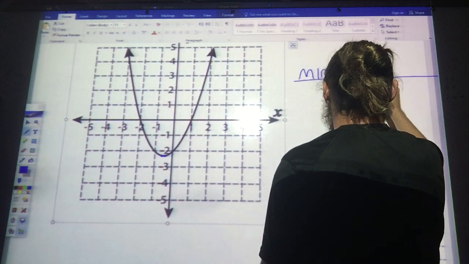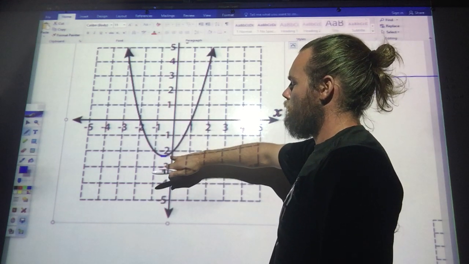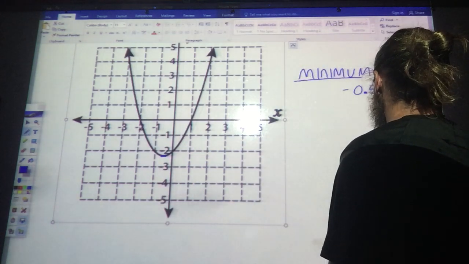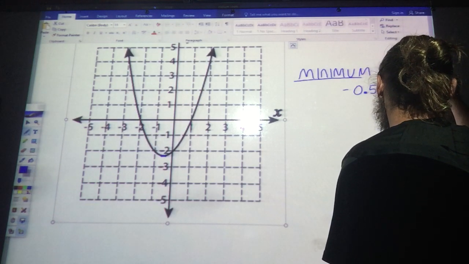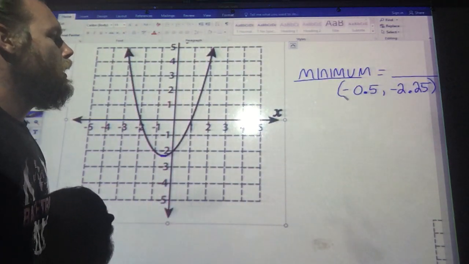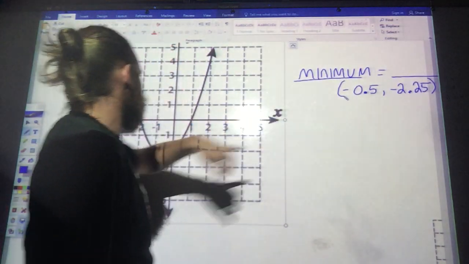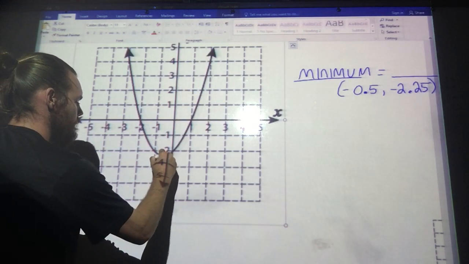0.5 and a little under 2. So I'm going to say maybe negative 2.25. I don't know exactly, but I'm just going to guess right now. Again, STAR will give you those choices to look at. So our minimum is that point right there where it decides to turn back around.